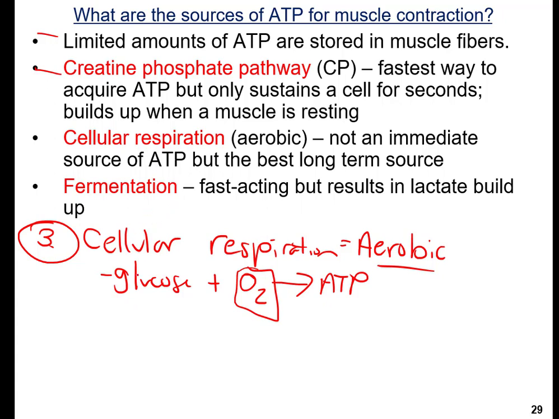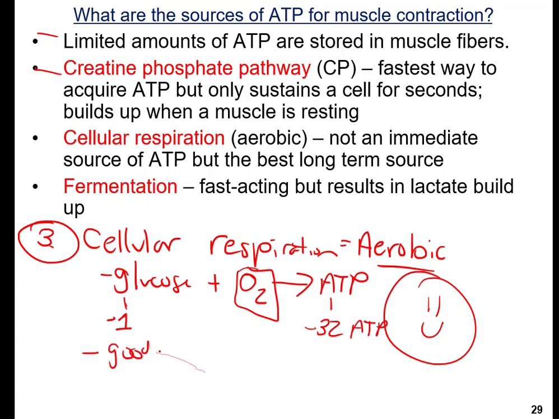Cellular respiration is amazing because it only takes one glucose molecule and you can make about 32 ATP from it. That's a really good return on your investment. That would be like if you invested $1 into your bank and they gave you back 32. That's amazing, I'll take that all day. So cellular respiration is a good way to make ATP.